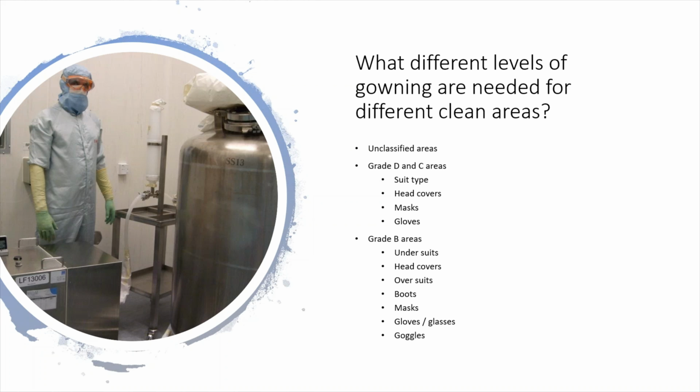But grade C and D areas will have to make decisions over suit types, head covers, masks and gloves. With grade B areas, there will be a requirement for an undersuit and also head covers. The specifications for oversuits, the types of boots, masks, gloves, and again, whereas in the past safety glasses may have been worn, the revised Annex 1 now requires complete coverage with no exposed skin, which directs us towards the requirement to wear goggles.